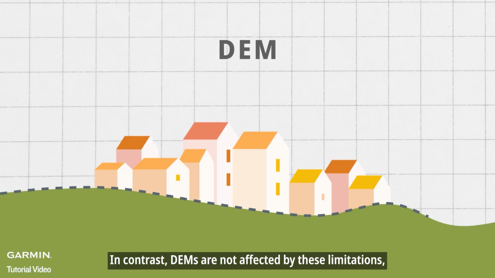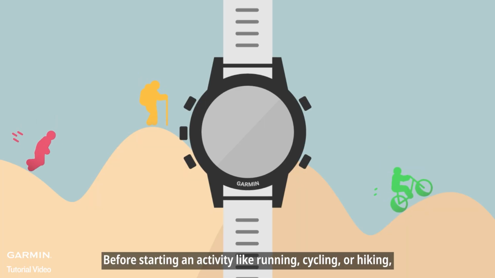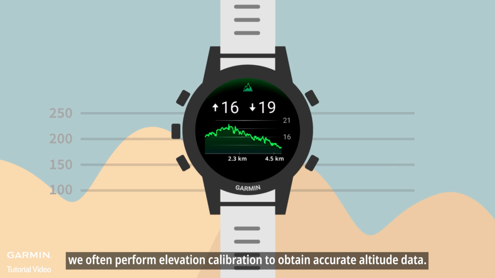In contrast, DEMs are not affected by these limitations, making them one of Garmin's methods for elevation calibration. Before starting an activity like running, cycling, or hiking, we often perform elevation calibration to obtain accurate altitude data.